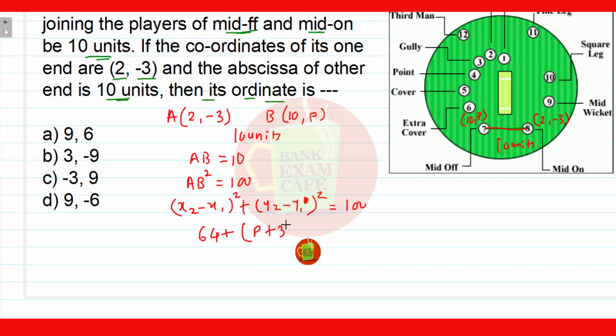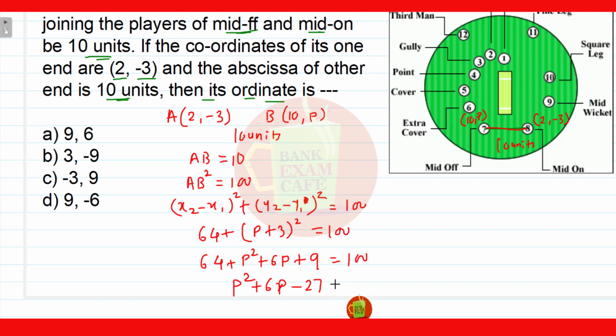So (p plus 3) bracket square is equal to 100. If you take 64 to the other side, first open the bracket: it will be 64 plus p square, using (a plus b) square as a square plus 2ab plus b square, so 6p plus b square, that is 3 square, which will be 9, and which is equal to 100. Therefore 64 plus 9 is 73. If you take 100 to this side, 73 minus 100 will be minus 27. So it will be p square plus 6p minus 27, that is equal to 0.